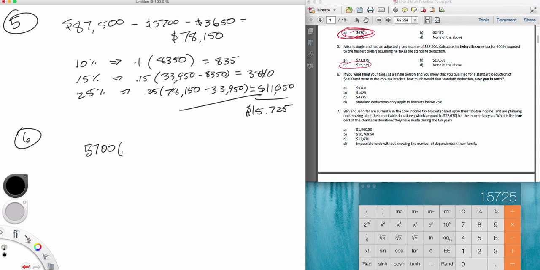So we want to calculate how much we save. So we just calculate at the top bracket, 25%. That is going to tell us how much money we would save in taxes based upon that. So 5,700 multiplied by 0.25. So 1425 is the correct answer in there. Okay, we would save in taxes $1,425.